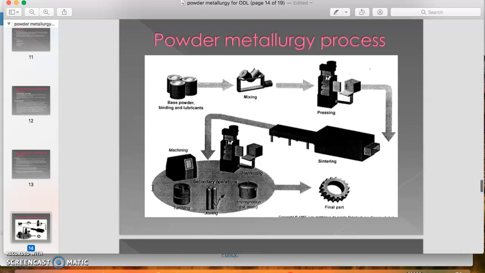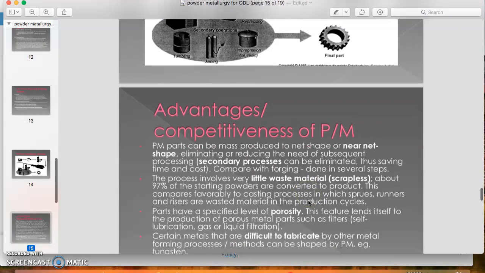This figure shows the diagram of the process in powder metallurgy. We start with the powder, and then the mixing process, and then compaction or pressing, and then it goes to the sintering process to improve the strength, and then the final step is the secondary operation. And after that we can get the final part.